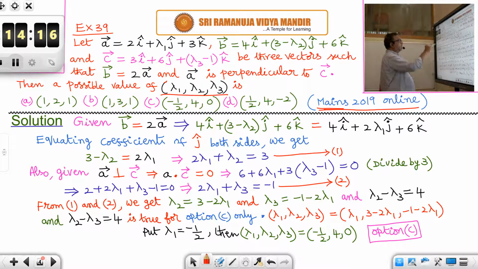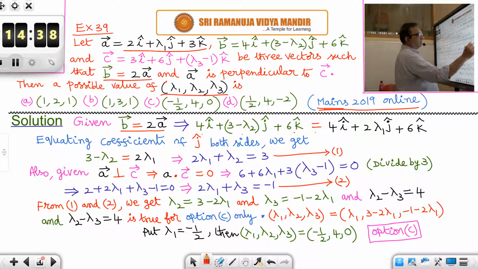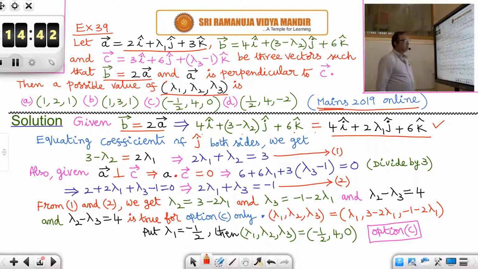First, the two conditions are given in the problem. b bar is equal to 2 times a bar. Let us take that first. What is b bar? As in the problem it is 4i plus (3 minus lambda 2)j plus 6k is equal to 2 times a bar. So a bar I am multiplying by 2. So 2 into 2, 4i plus 2 lambda 1 j plus 6k. I have multiplied.